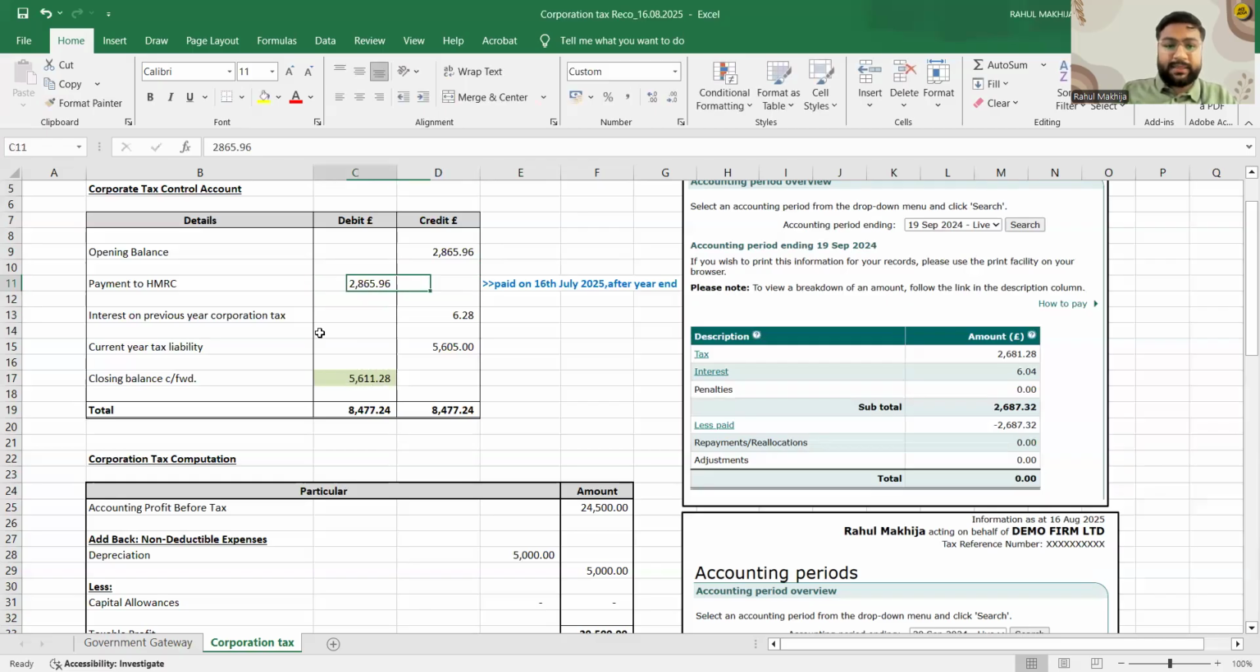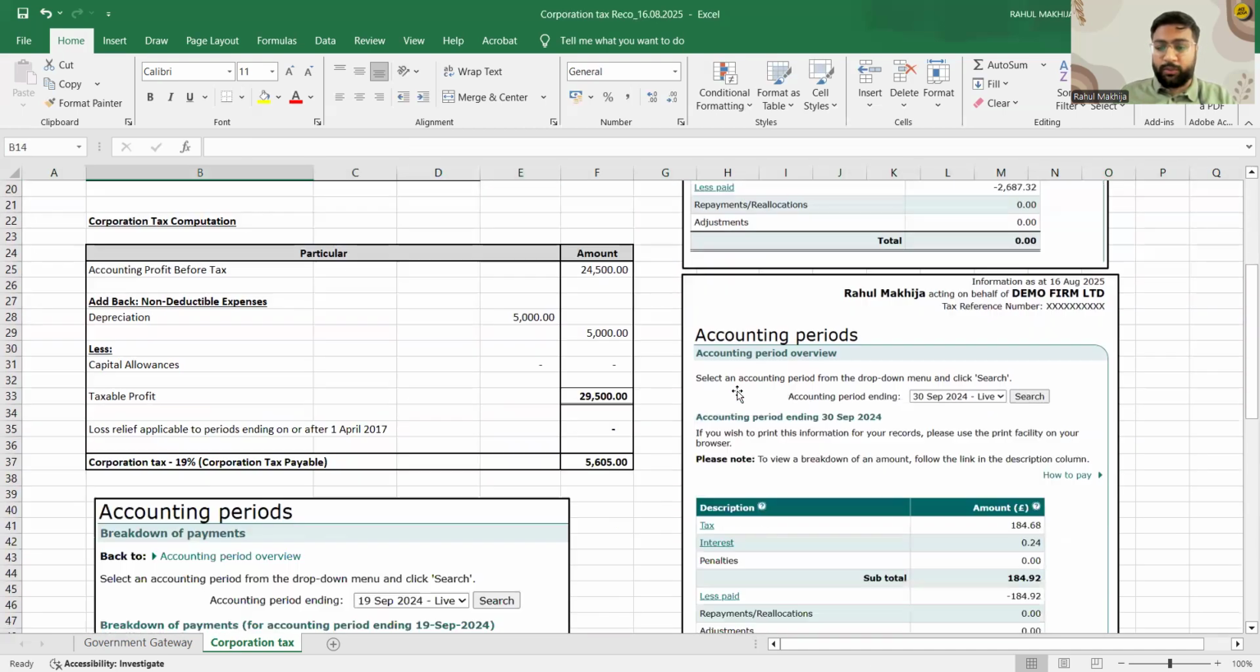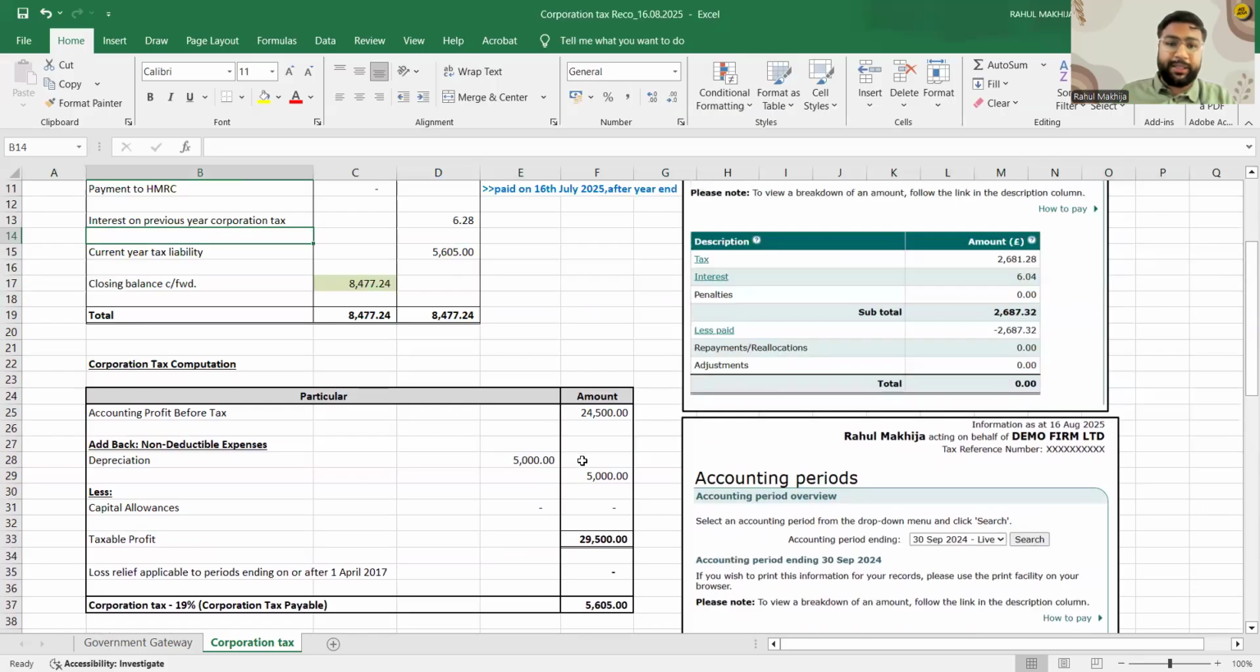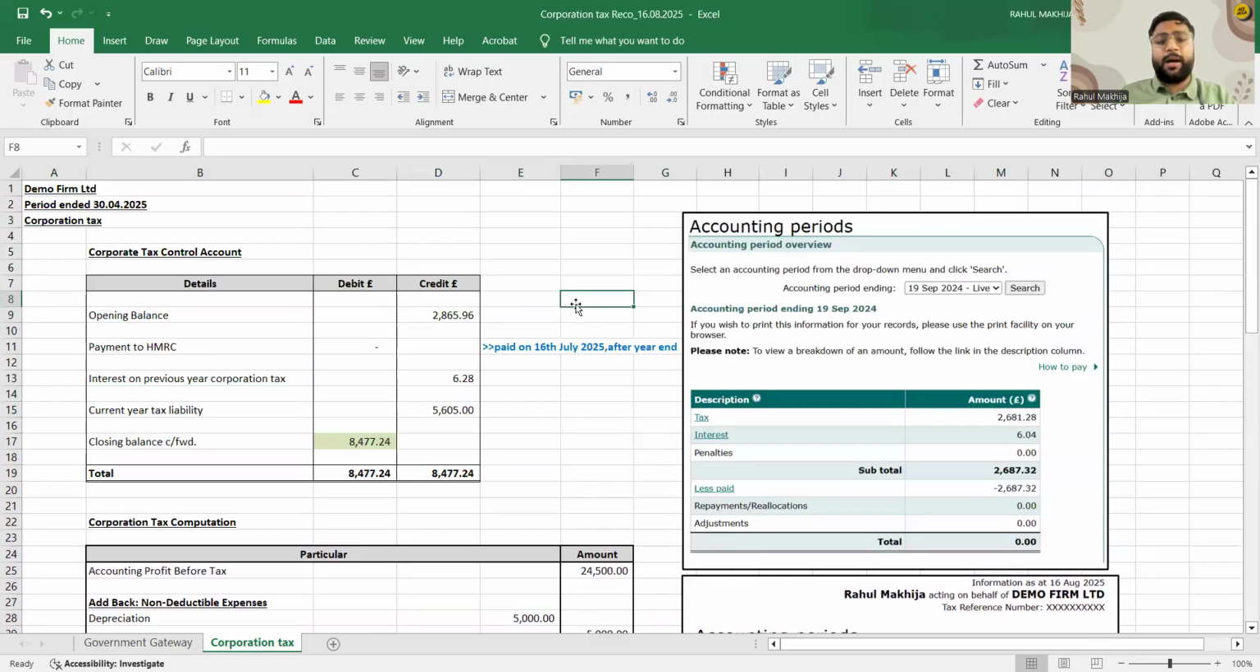But as this is still outstanding, we can't write anything here as for now. Okay. And there is interest also. Why is it interest here? Suppose we are delaying the corporation tax payment, then we are liable to incur some penalties and interest as well.